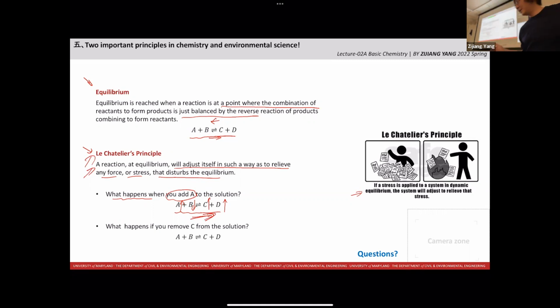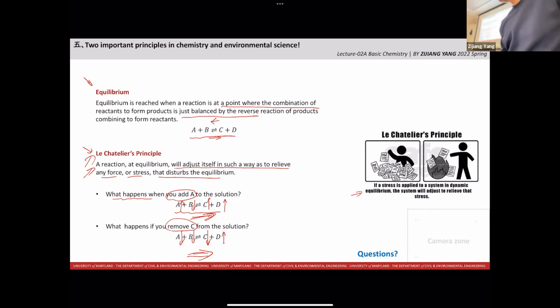Another question is, what happens if we remove C from the solution? In this case, C is removed, so the concentration of C is decreased, and this system wants to compensate for the loss of C. So again, it will go in this direction because it wants to generate more C. When we know it goes in this direction, we know that D will increase, and B will decrease, A will decrease. So it will be something like this.